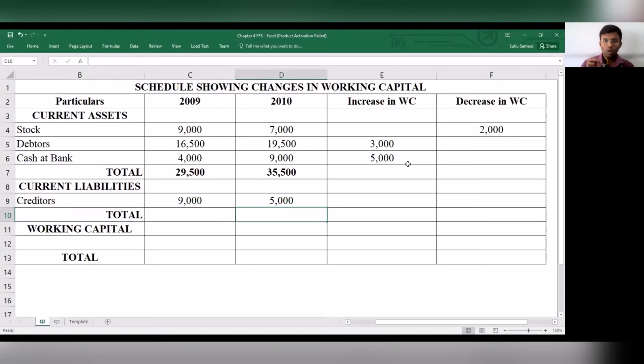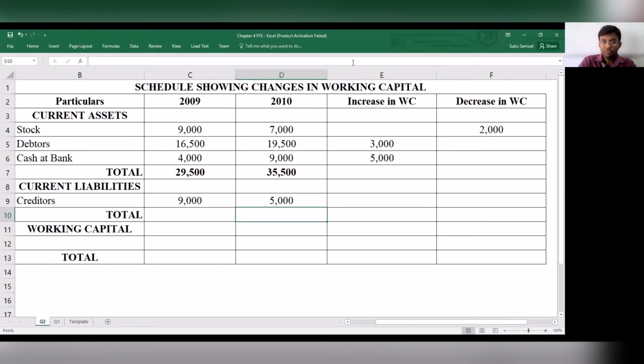Now notice what has happened with current liability. From 2009 to 2010, there is a decrease. It has come down. By capturing this change in the current liability, we are trying to understand what impact it has on the working capital. From 9,000, it has come down to 5,000. What impact is it having on the working capital? When current liability reduces, working capital will increase.